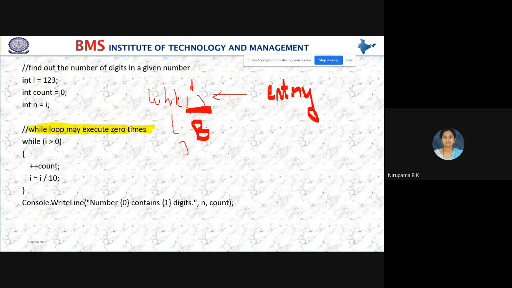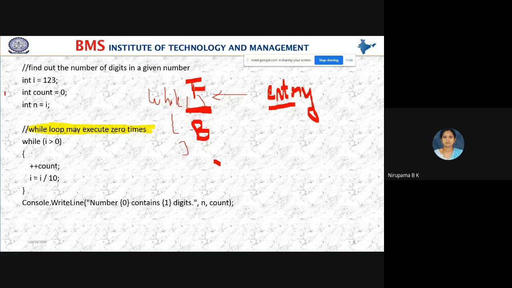If this condition is true, only then it will enter into the body of the loop. If this condition is false, the flow will not enter into the body of the loop. Directly it will come out of the loop and execute any other statements outside the loop. So this is the reason why we call it an entry control loop. Before we enter into the body of the loop, we check the condition.